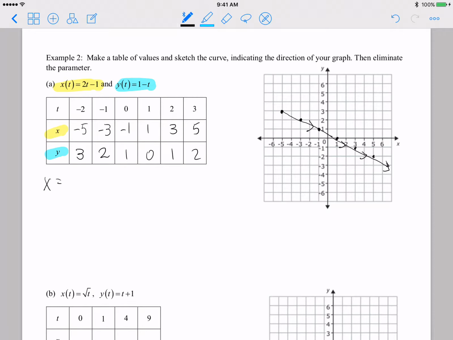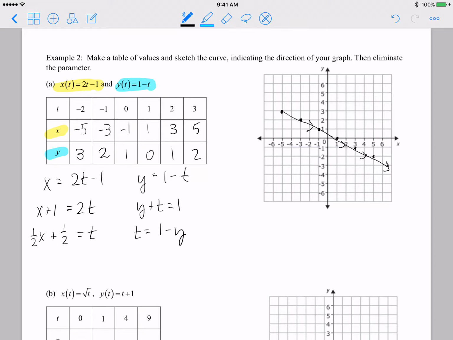The way that we're going to do that is just by taking the original equations and solving them both for t and then setting those equal to each other. What we have in this first one is x plus 1 is equal to 2t, which means 1/2 x plus 1/2 is equal to t. I just divided both of the terms on the left-hand side by 2. And in the other equation, we have y plus t is equal to 1, which means that t is equal to 1 minus y.